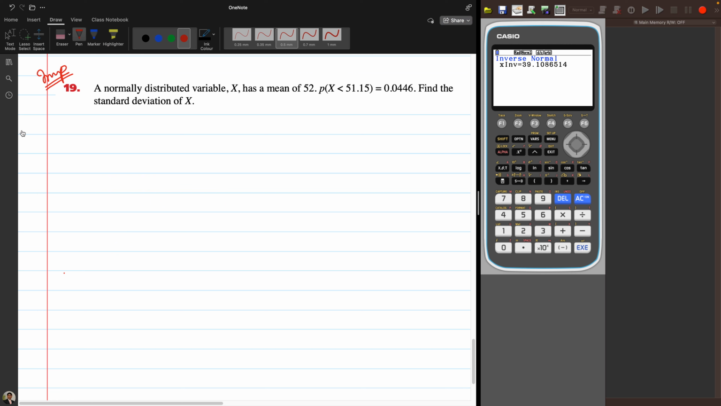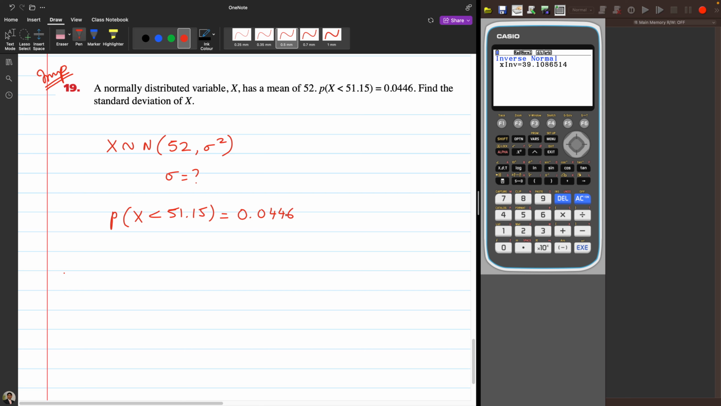Standardization comes in. Earlier we used to standardize to read the tables, because the tables were made with mean 0 and standard deviation 1. Here, your variable x follows a normal distribution with mean 52 and the variance is to be found. We don't know the standard deviation, we have to find it. But they have given you additional information: the probability that x is less than 51.15 is equal to 0.0446.